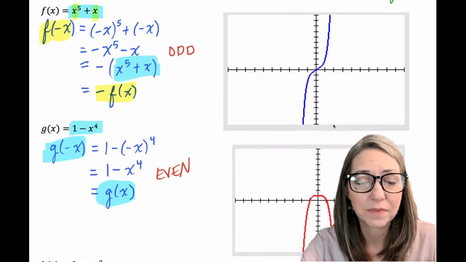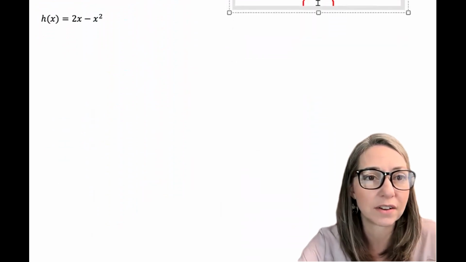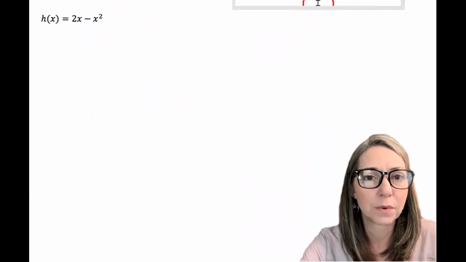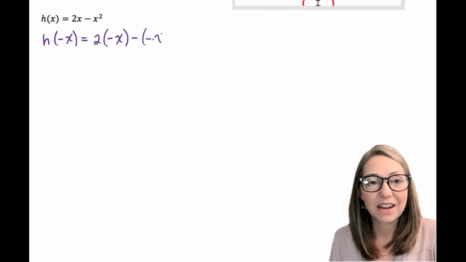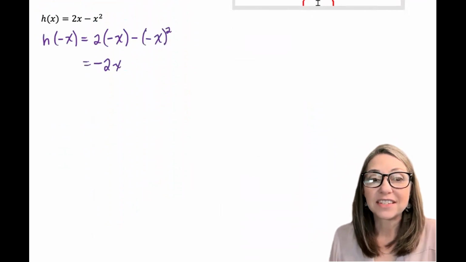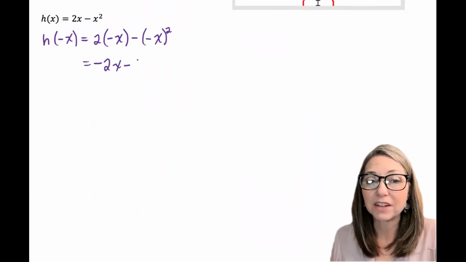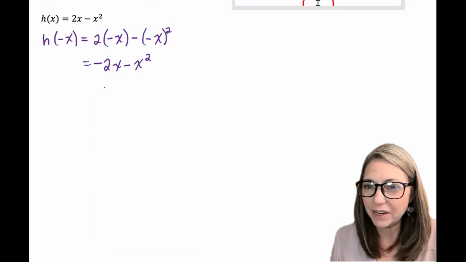Okay, last we have one more, h of x equals 2x minus x squared. For this one, we're again going to plug in negative x. So h of negative x would be 2 times negative x minus negative x all squared. So 2 times negative x is negative 2x. Now, this negative x in parentheses squared does become positive x. So we have the negative of positive x. Okay, so far it's not clear what the answer is, right?